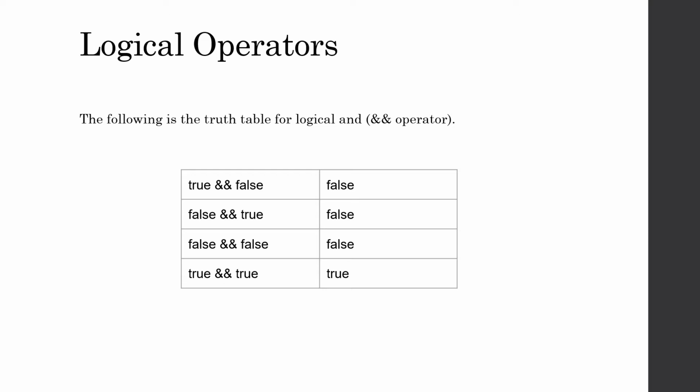So we've got true and false, false and true, false and false, and then true and true. If you see with the outputs on the right column, we're getting false for the first three cases, and then true for the last case. Based on this, what you can probably figure out is that if either one of the expressions by itself happens to be false, then the entire expression is going to be false.